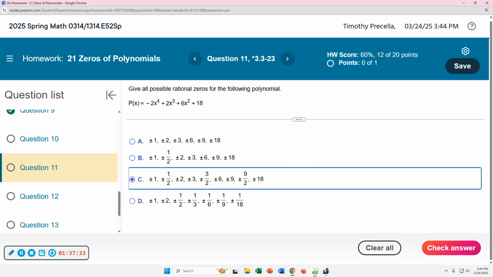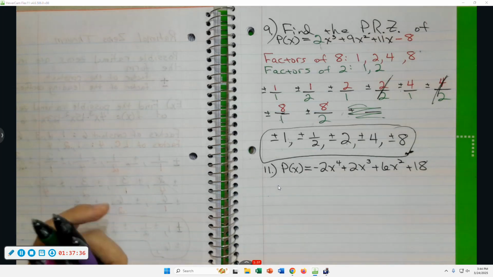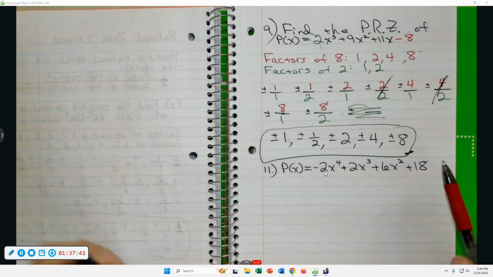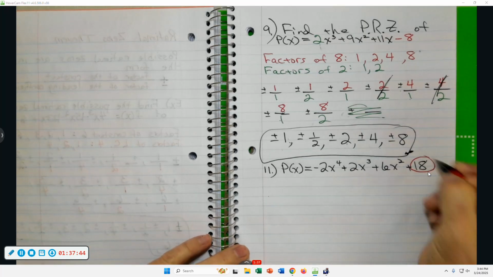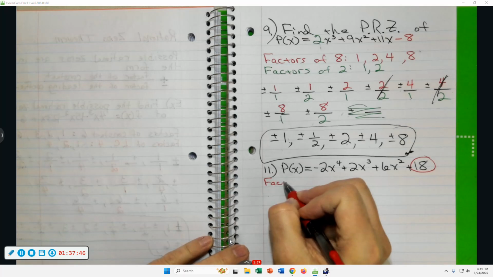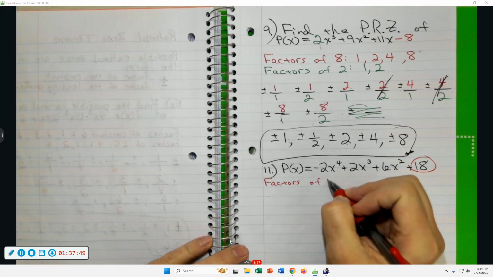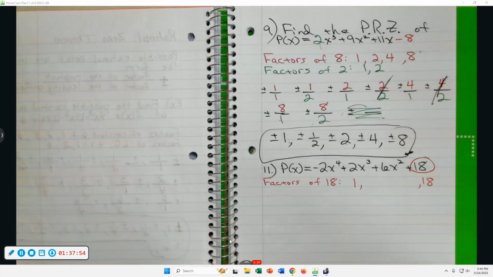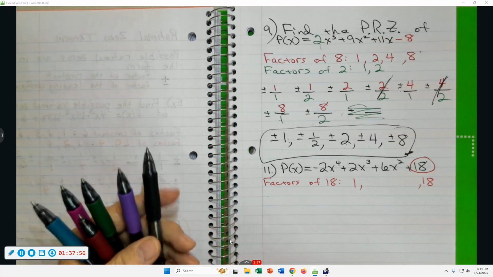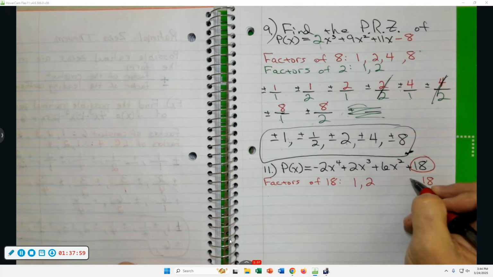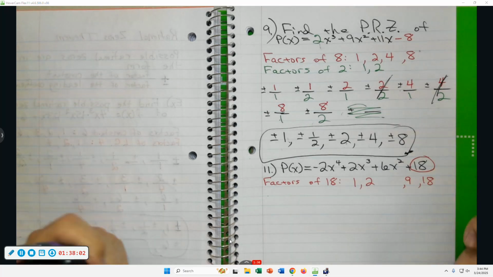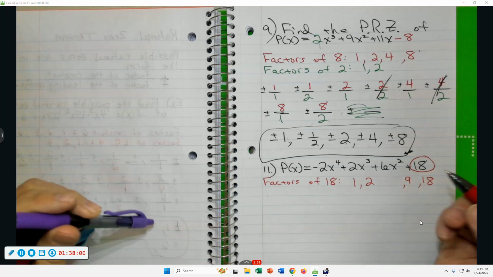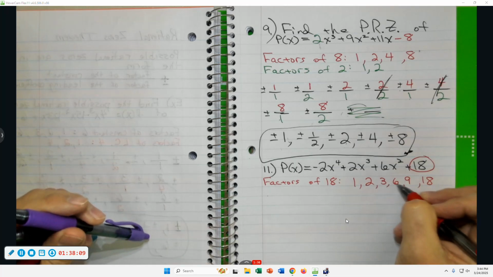Okay. Which number am I going to write the factors for first? 18. 18 is the one I'll do first. The factors of 18. Let's see. 1 times 18. What else? 2 times 9. Are there any other pairs of positive integers that you can multiply together to give you 18? 3 times 6.